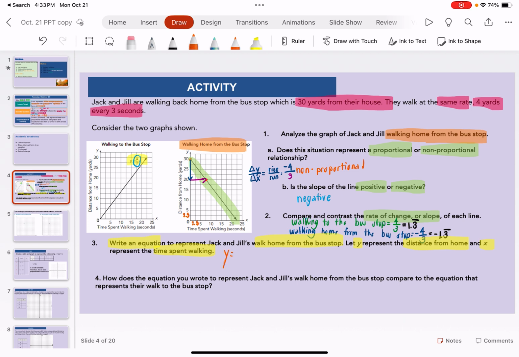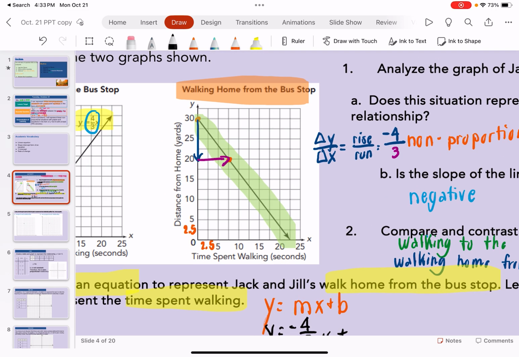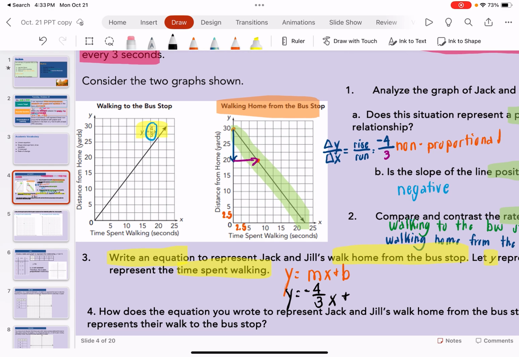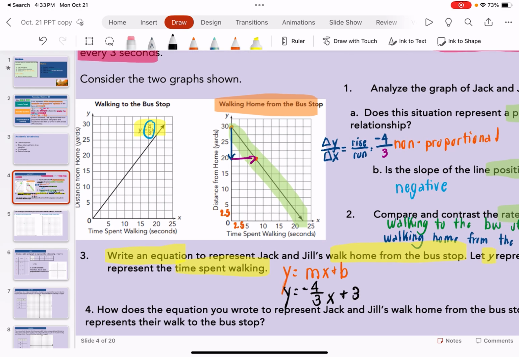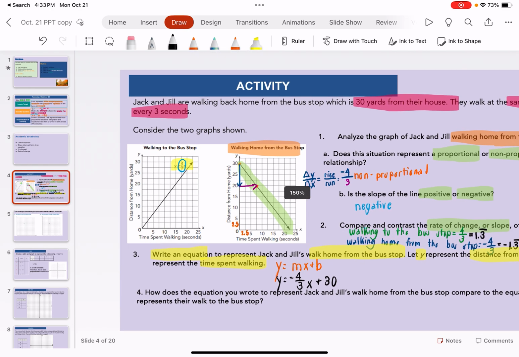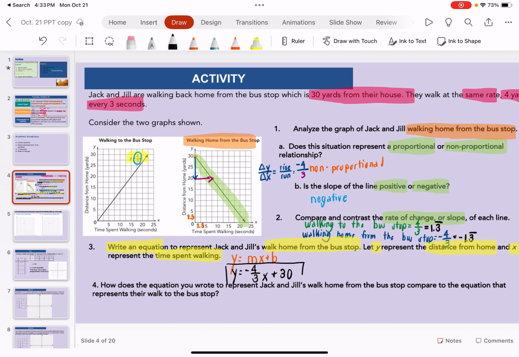So that's why the form of the equation is going to be y is equal to mx plus b. And all I'm going to do is plug in that slope. So we have y is equal to negative 4 over 3 x plus, and earlier on we decided that the y-intercept is at 30. So then it's going to be plus 30. So our equation for the walk home from the bus stop is y is equal to negative 4 over 3x plus 30.